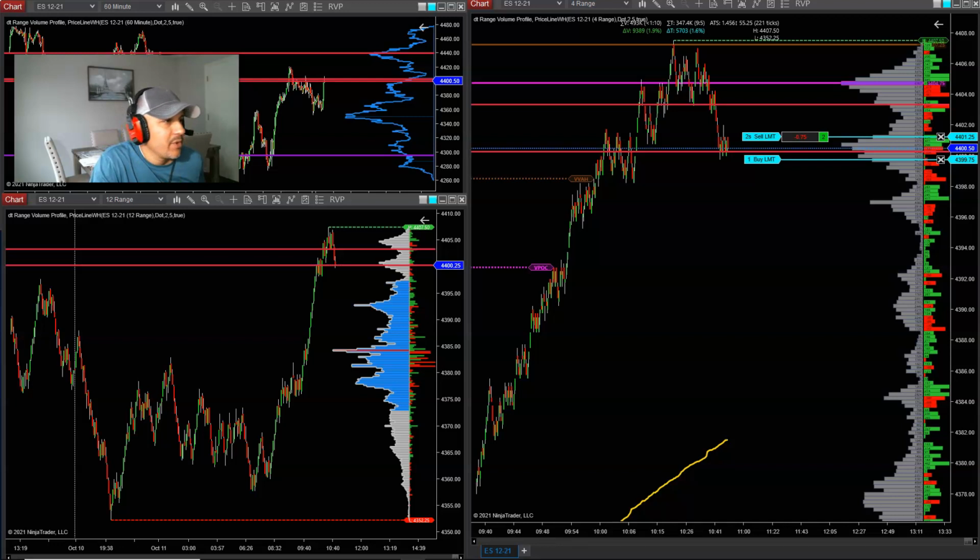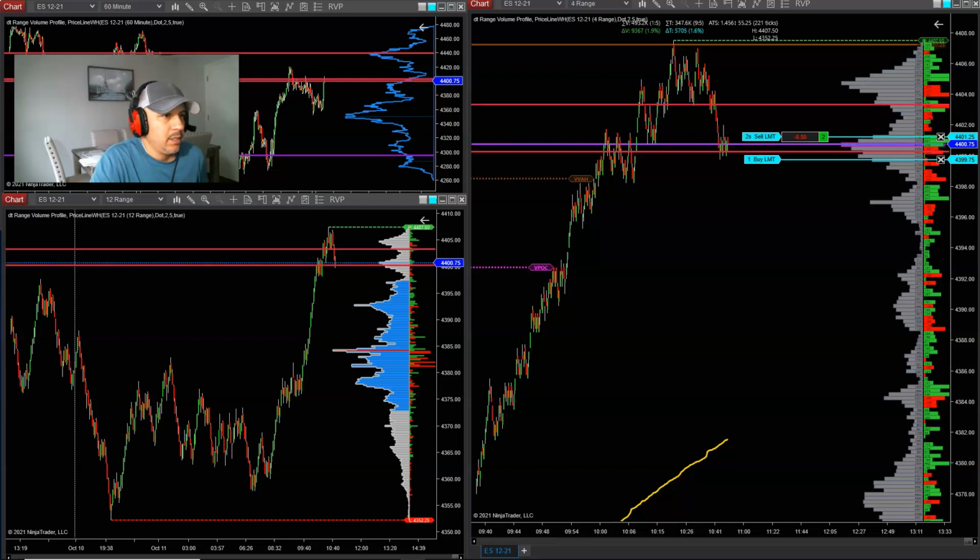I'm trying to get out of the trade and break even on this trade, but it keeps building volume right here. It wants to. Yep, see? VPOC just shifted. There you go. I knew it would. Now I'm definitely getting out of the trade.